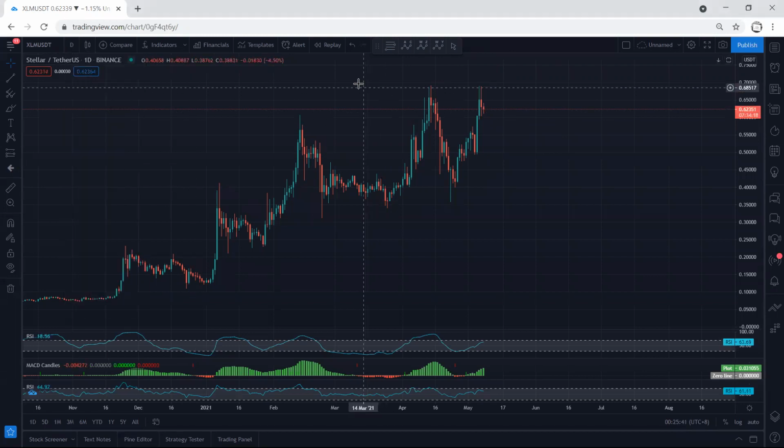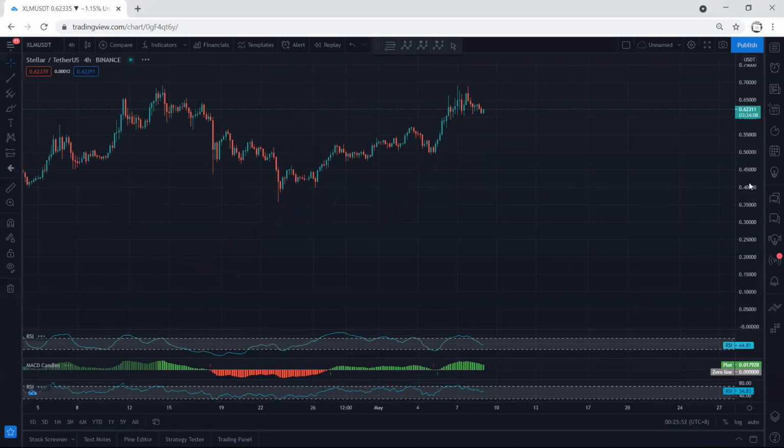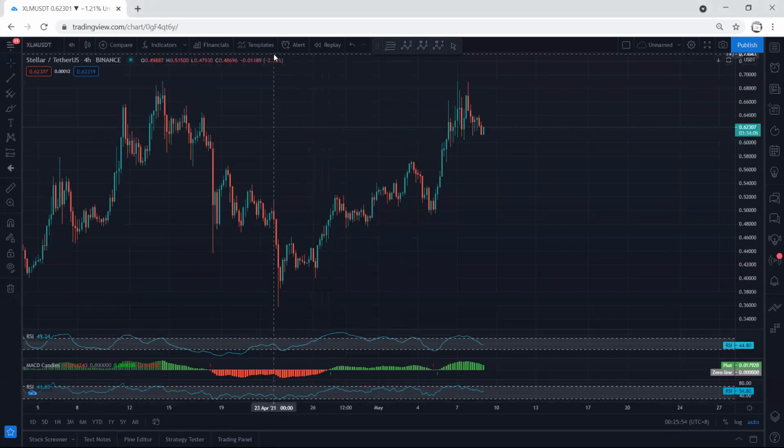Anyway, if we want to look for buy based on the 1 hour chart, we need to be careful that we are buying at the top of the structure based on the daily chart, okay? We move to the 4 hour chart. Based on the 4 hour chart, we don't have any trade setup.